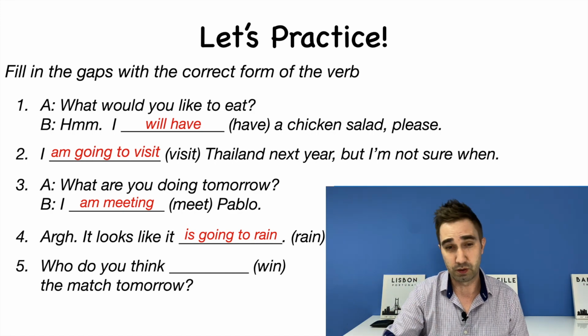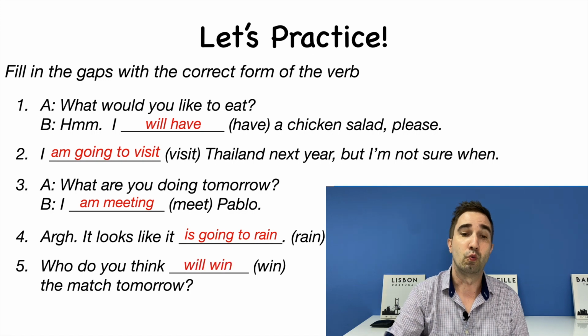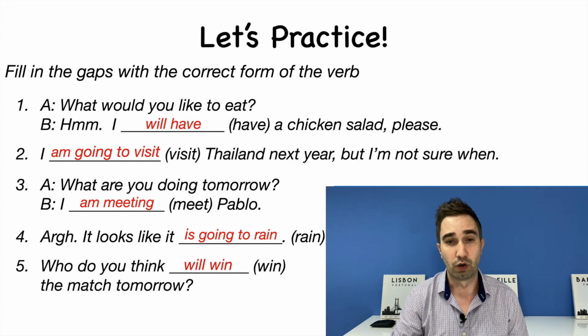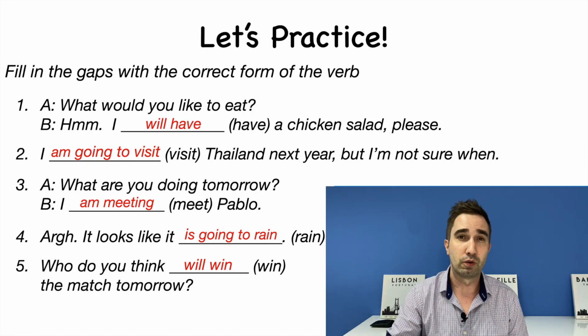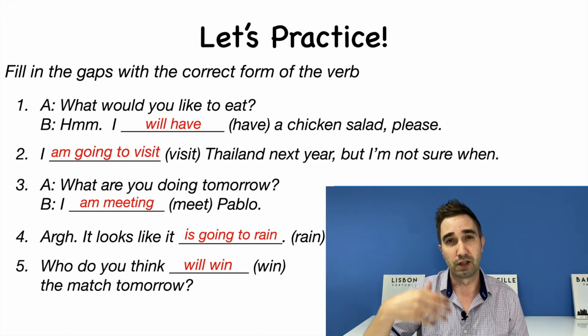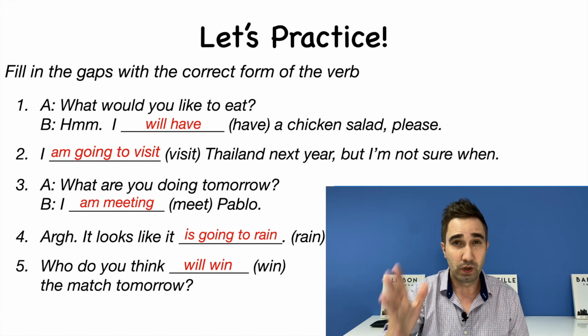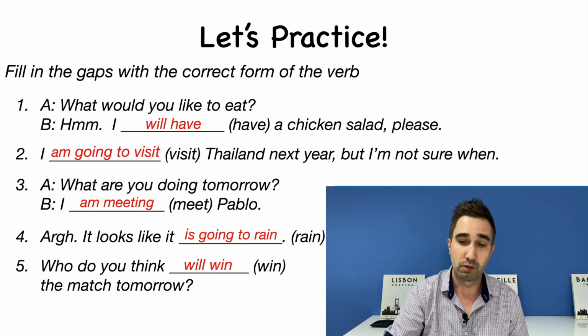And then, as I also said before, who do you think will win the match tomorrow? Because we have no idea. If there's 2 teams playing, I don't know. There's no evidence, so I'm just going to try to guess. All right, so there you go. That's it. That's will, be going to, and present continuous together.